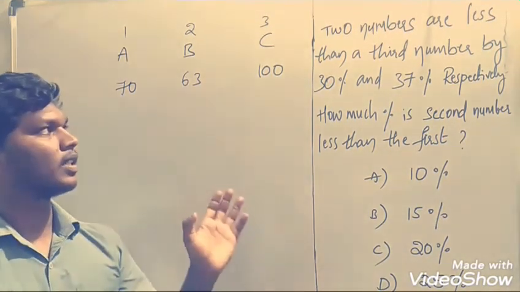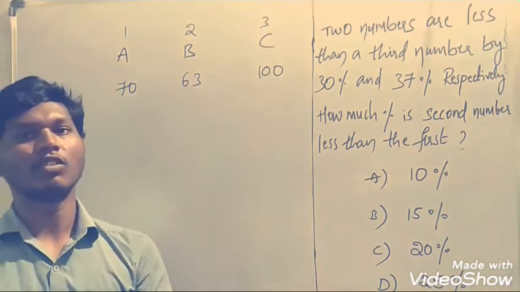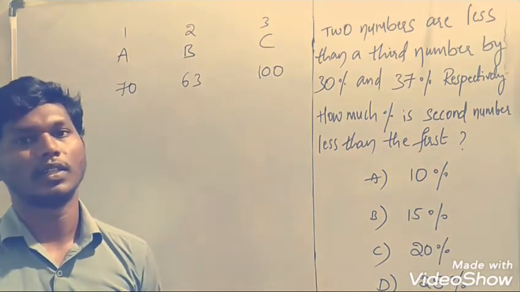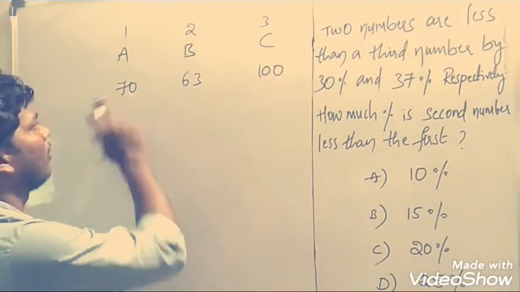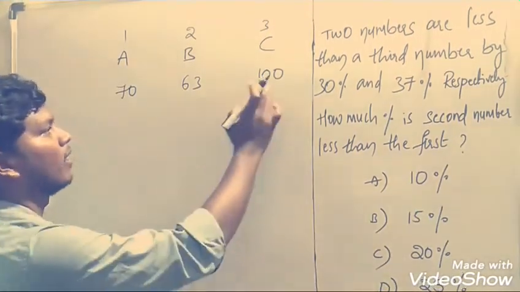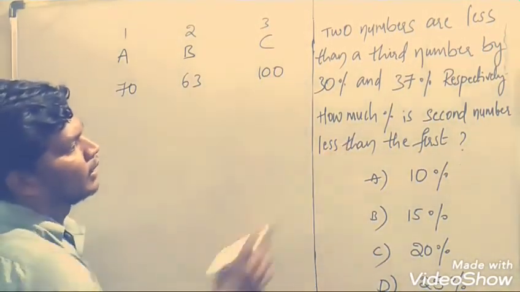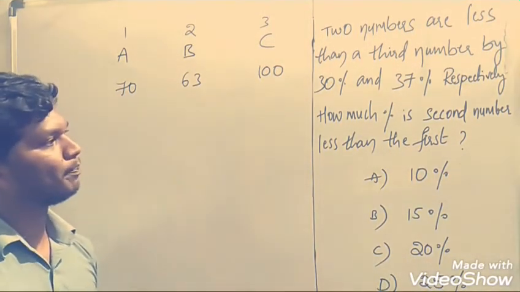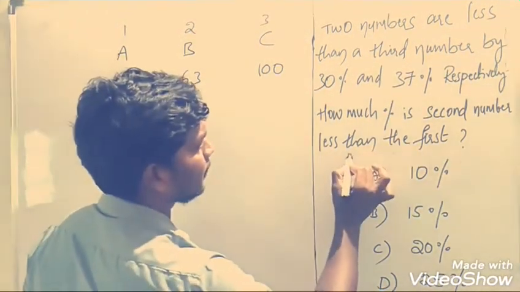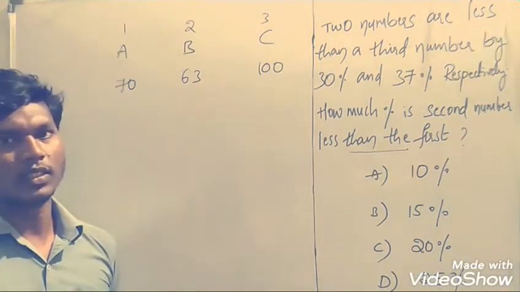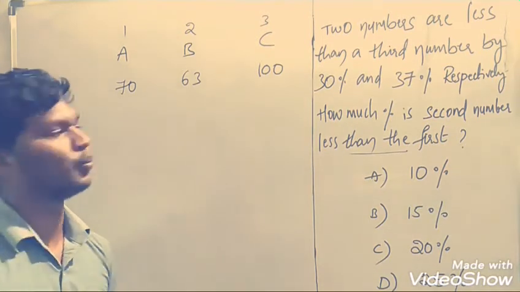See friends, he is talking about 3 numbers and the 2 numbers are less than the third number by 30% and 37%. So we don't know the third number. Let us take the third number is 100. So 30% less means 100 minus 30 will be 70 and 37% less means 100 minus 37 will be 63. And he is asking us to find how much percent the second number is less than the first. See friends, again we find the words less than. So that means after 'than' we have first. So then definitely we must use formula number 2.